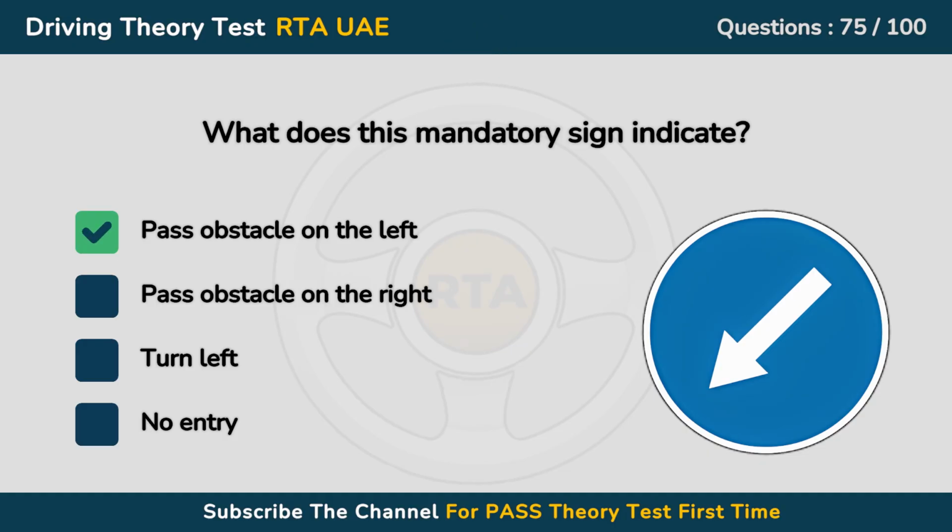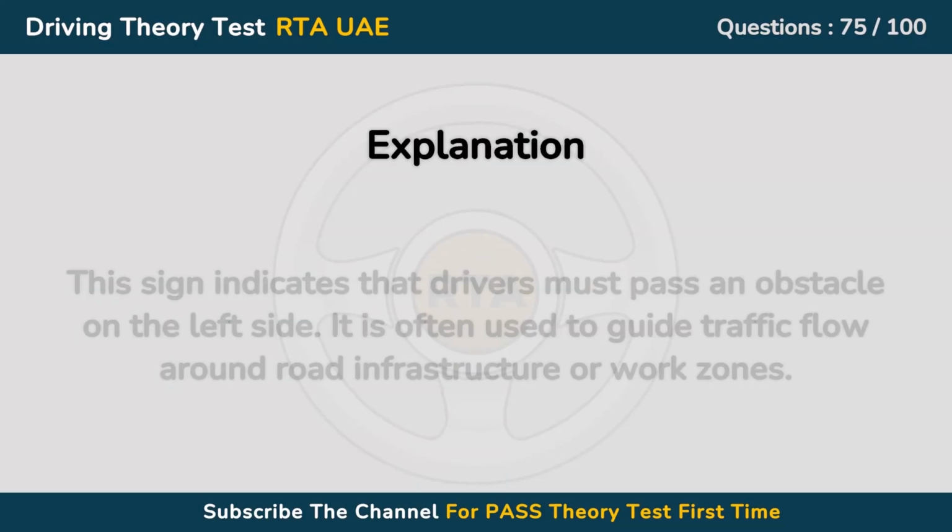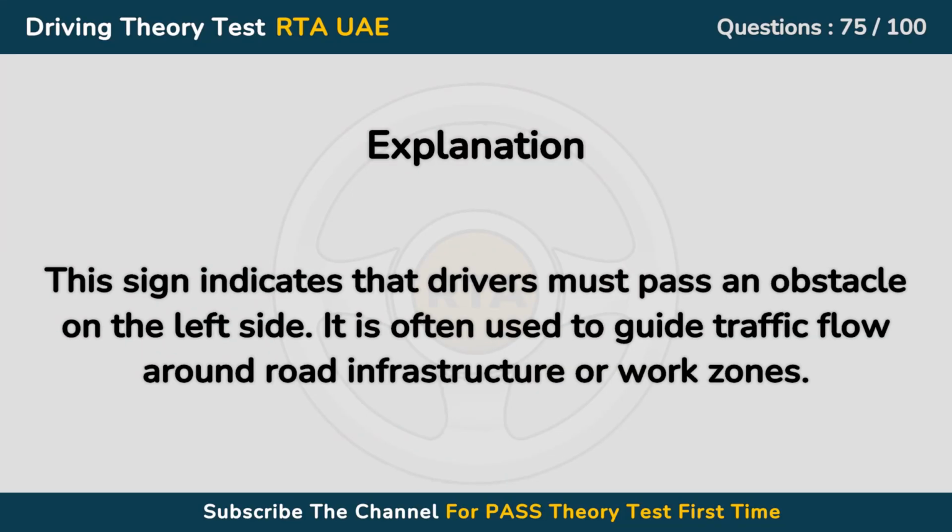Answer is A. Pass obstacle on the left. This sign indicates that drivers must pass an obstacle on the left side. It is often used to guide traffic flow around road infrastructure or work zones.